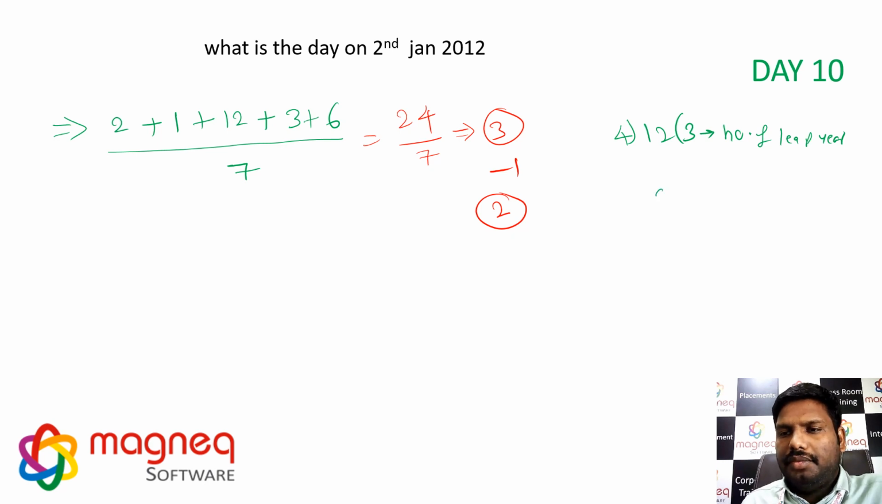We know Saturday 0, Sunday 1, Monday 2, Tuesday 3. So the answer is Monday.